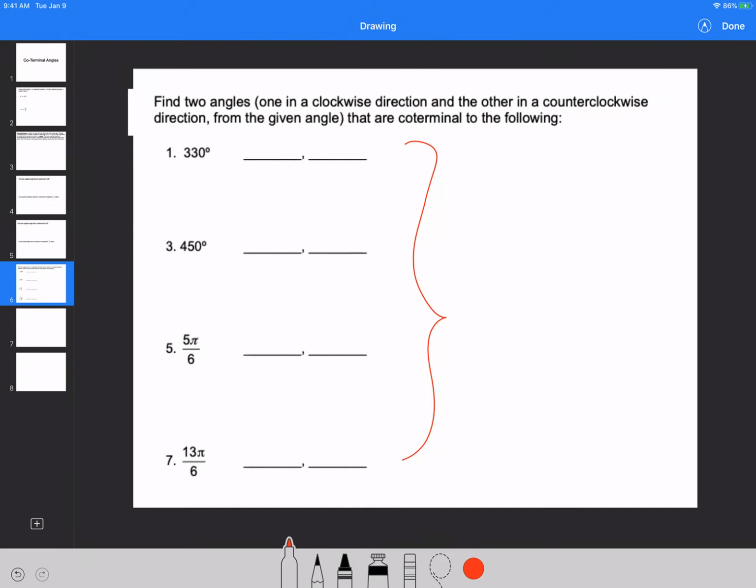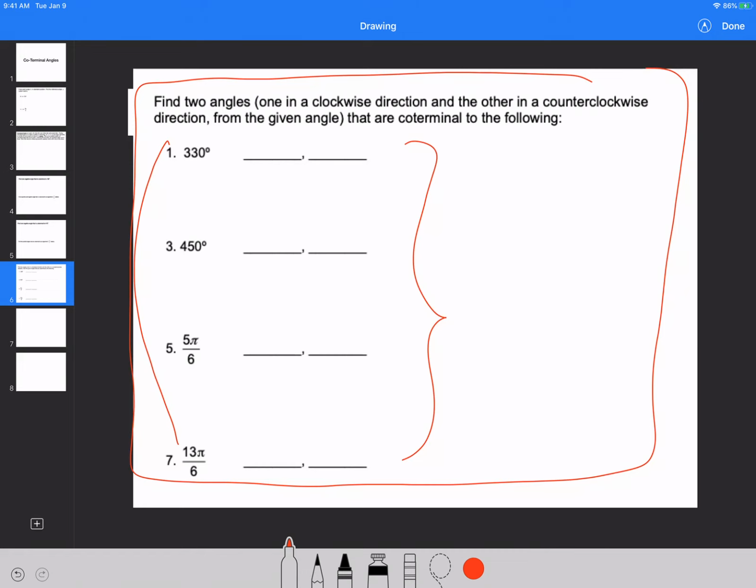Okay, and these 4 questions will be your review guide. I would like you to try these 4 problems on top of the assignment that I'm going to give you. So find 2 angles, one in the clockwise and one in the counterclockwise direction. In total, you will have 8 problems. Basically, I gave you these odd problems to do, but you will have 4 more problems here that you will do. For this one, I'm just going to leave it blank because if I just give you the answers right away, then it really doesn't serve the purpose.